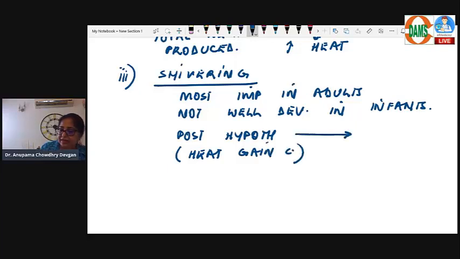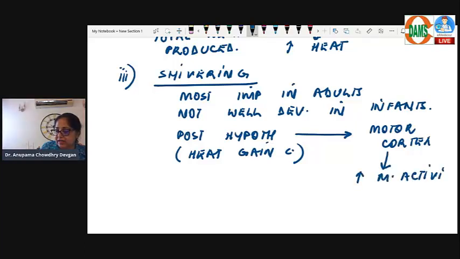It now sends impulses to the motor cortex, to the precentral gyrus, and there is an increase in muscle activity. There is alternate contraction and relaxation. There is shivering which takes place, and that in turn gives rise to an increase in heat production. Right?